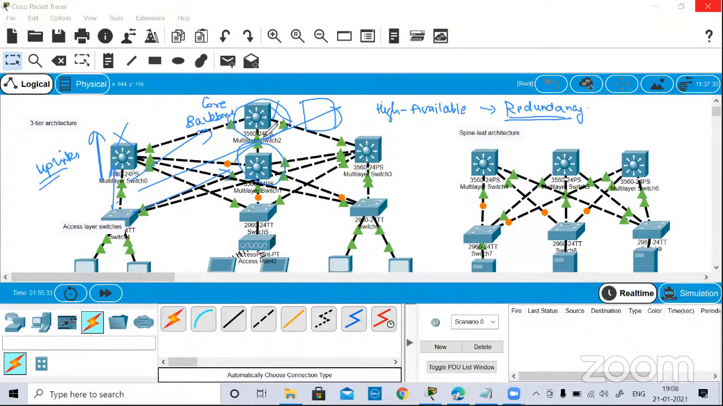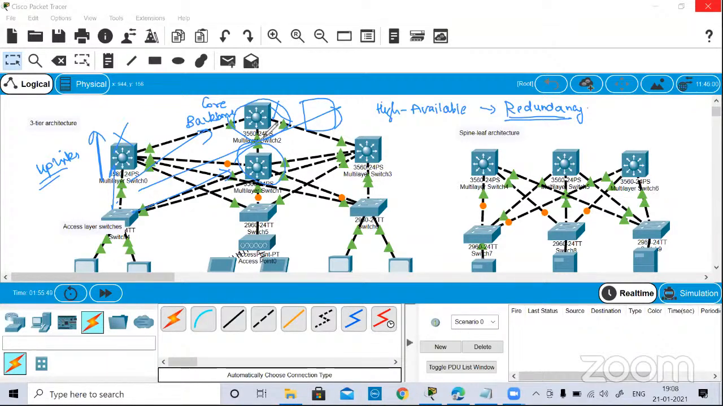What now if more requirements come, then how to connect the third switch or the fourth switch or the fifth switch? So there was not a proper organized way of architecting the network. So this was the three-tier architecture or the campus network design which we used to follow.